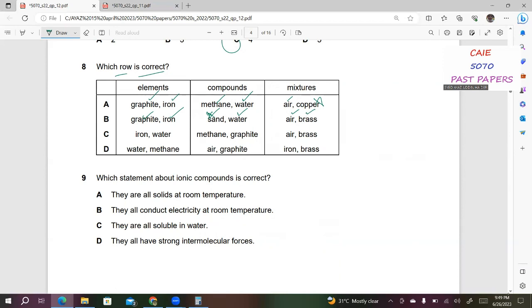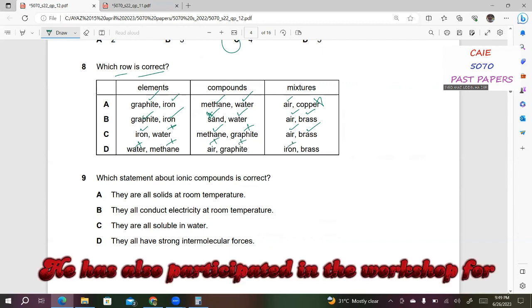C, elements: iron, water, wrong. Compounds: methane, yes; graphite, wrong. Mixtures: air, yes; brass, yes. D, elements: water, wrong; methane, wrong. Compounds: air, wrong; graphite, wrong. Mixtures: iron, wrong; brass, correct. So we have only one choice correct, and that will be B here.